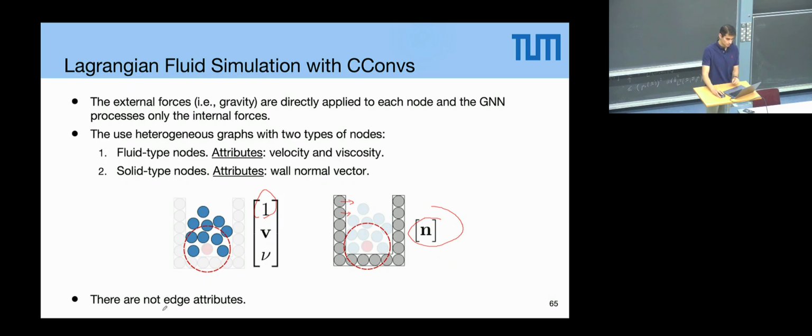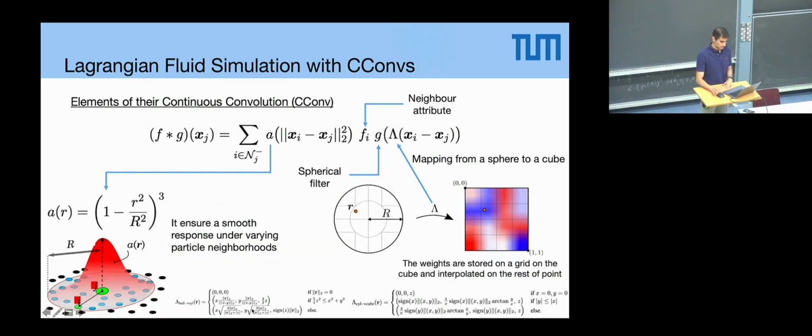And they are not using edge attributes. Normally we use the relative position between the nodes, but we are already taking this into account when we evaluate our kernel.